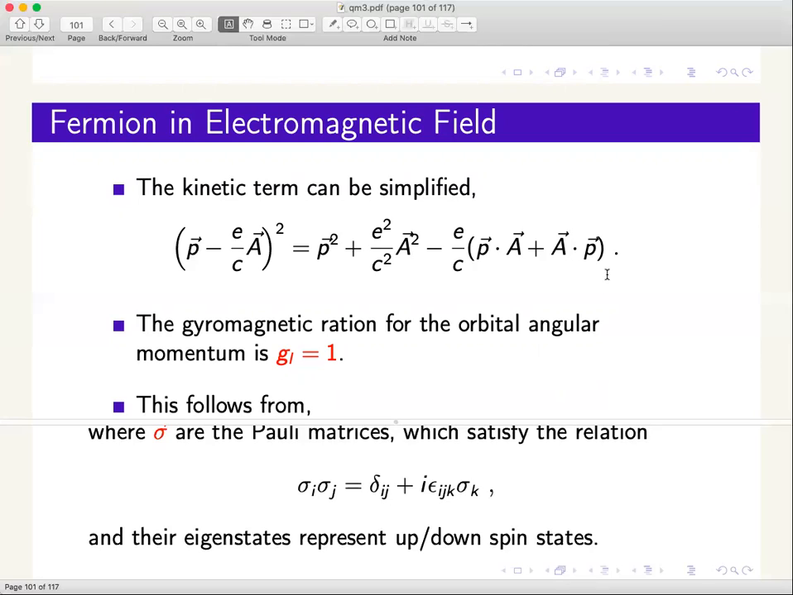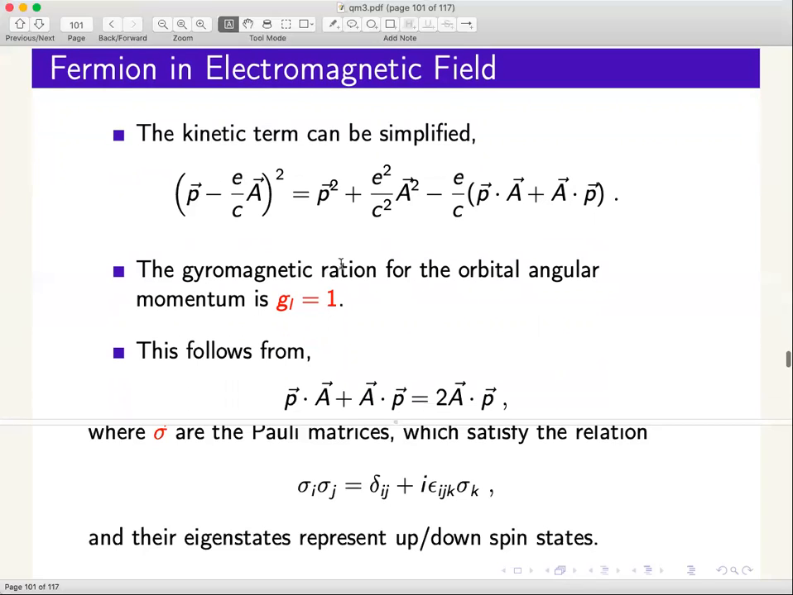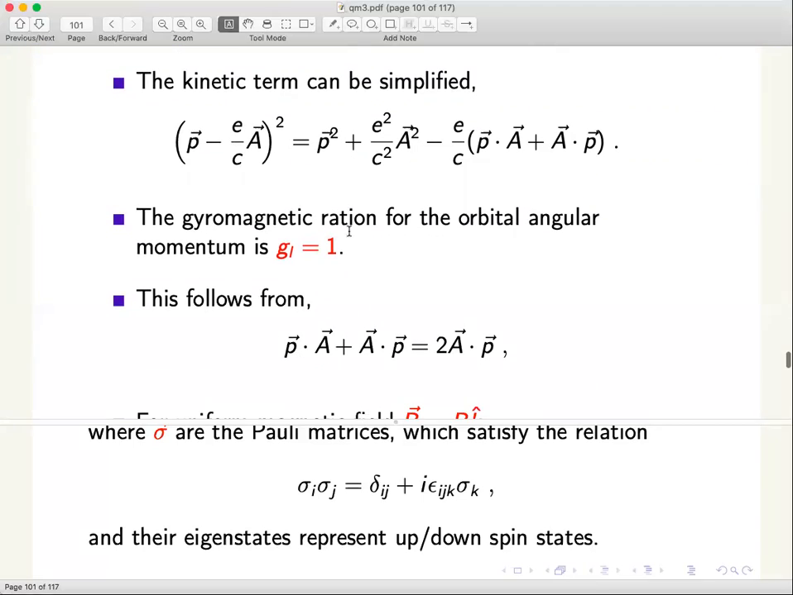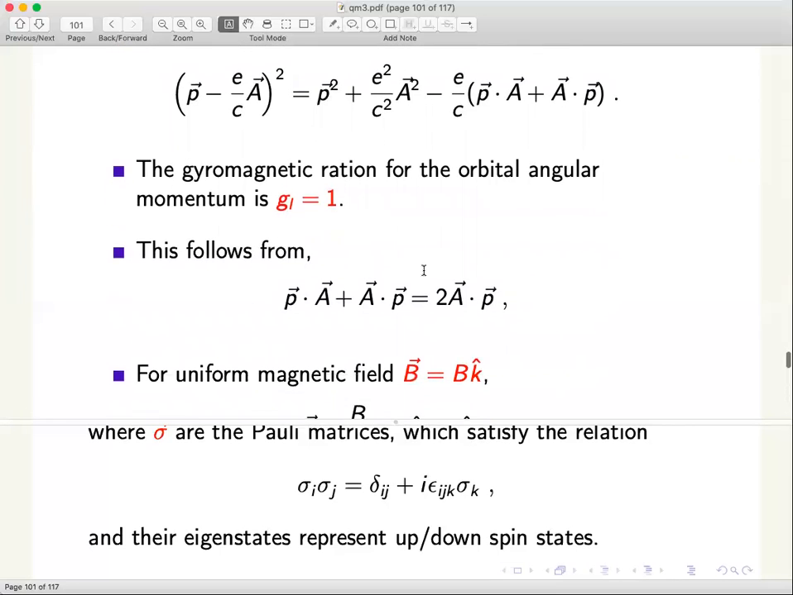That is a manipulation that you can do by assuming certain things, like the external magnetic field in which this particle is moving is constant, and we will do that manipulation soon. But we will see that the gyromagnetic ratio, sorry for the confusion, the gyromagnetic ratio of the orbital angular momentum is 1. In fact, we'll see in a moment.